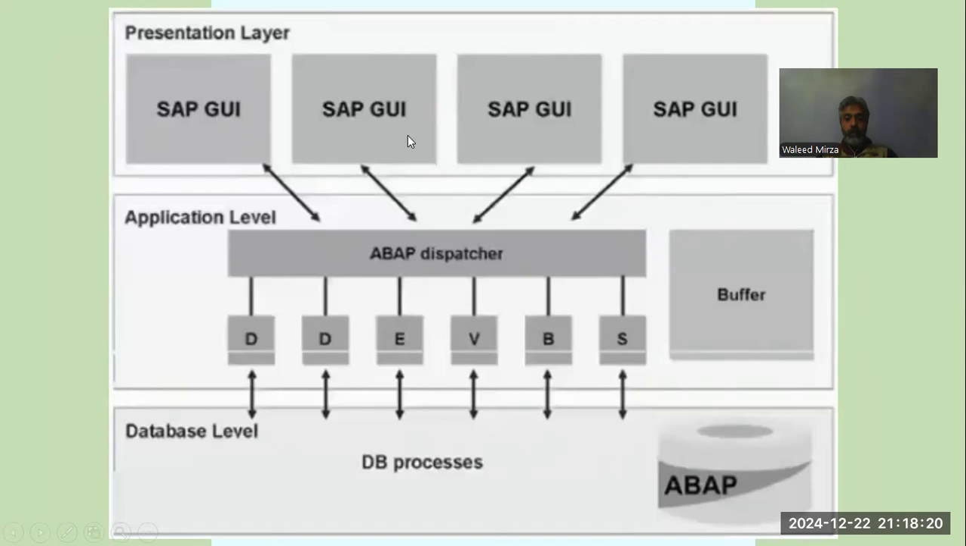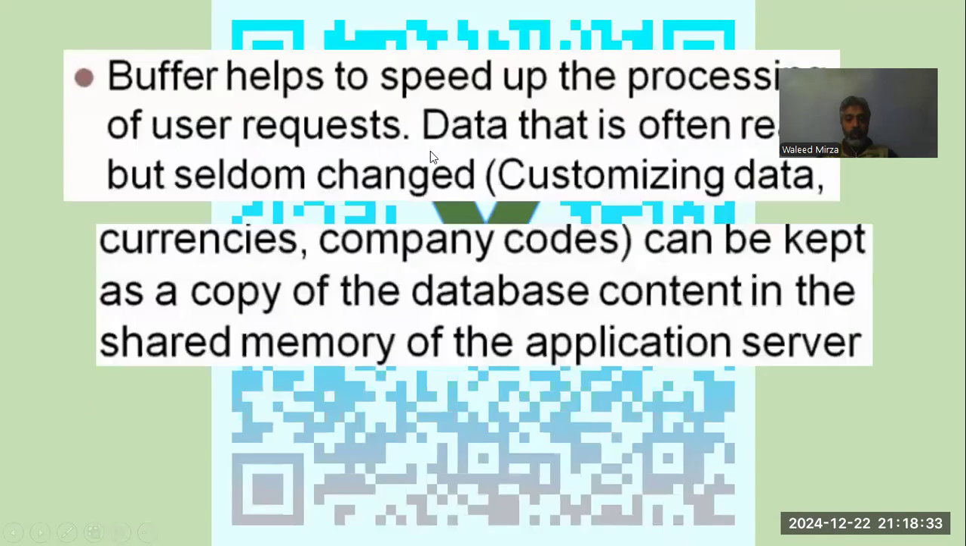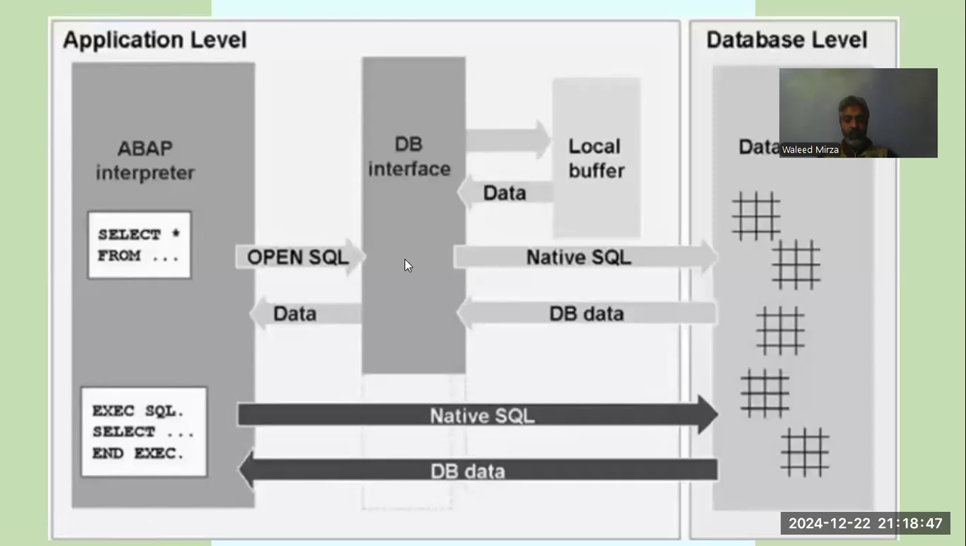Okay. The presentation layer basically is operating at the user end part, while the rest of the processes are handled by ABAP without the user knowing it. Okay. As I said, the buffer stores customizing data, currencies, and company codes. Okay. And a copy of the database is also loaded into the buffer, into the shared memory.